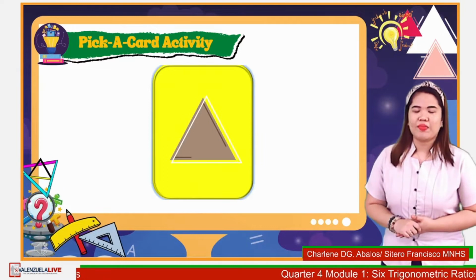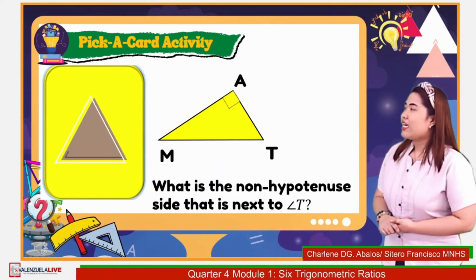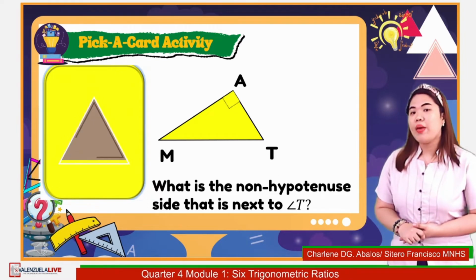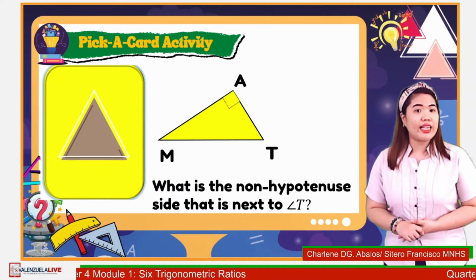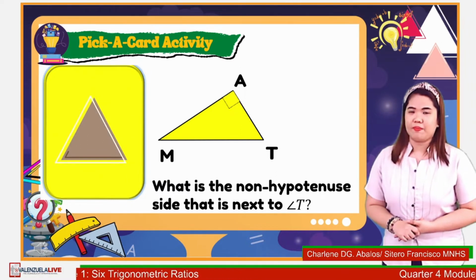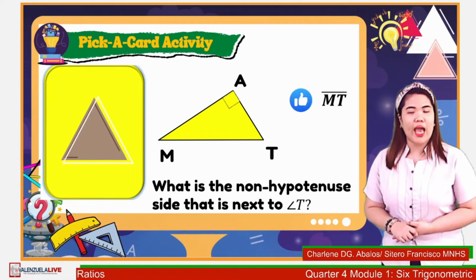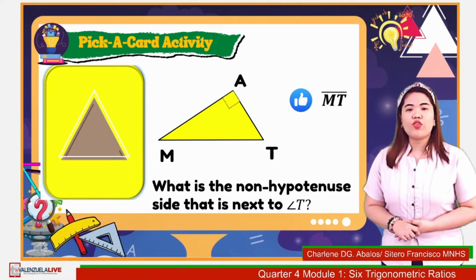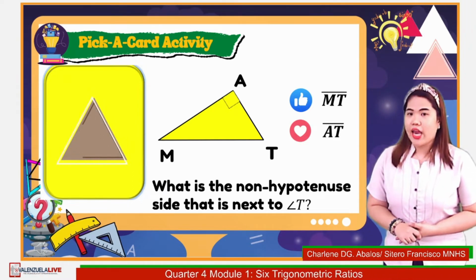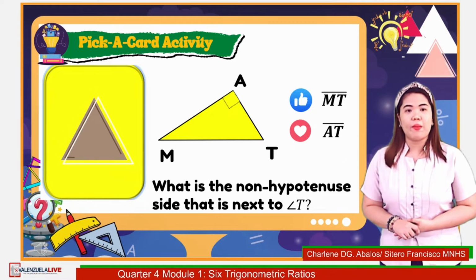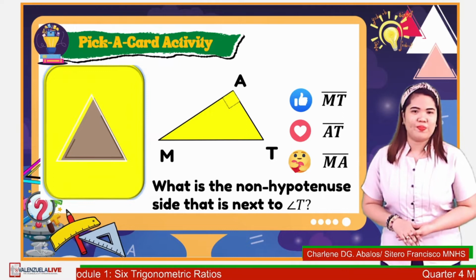For the last card, here is the question. Given triangle MAP, what is the non-hypotenuse side that is next to angle T? Click like reaction if your answer is segment MP. Heart reaction if your answer is segment AP. And care reaction if your answer is segment MA. 5 seconds to answer. Go.